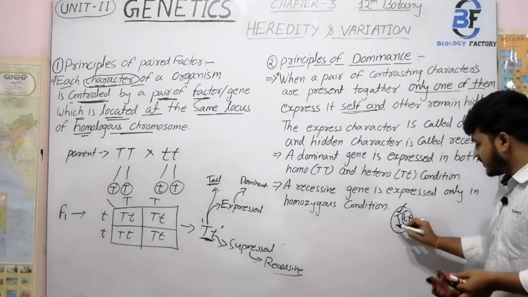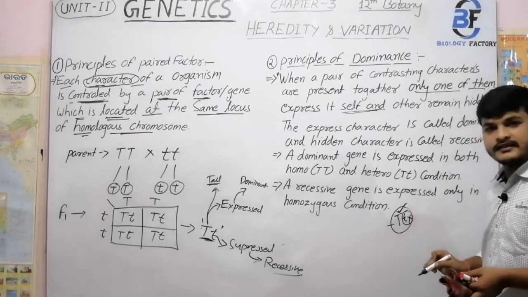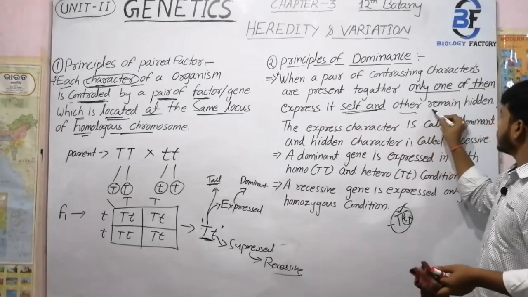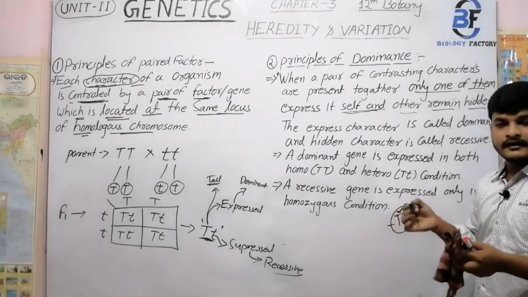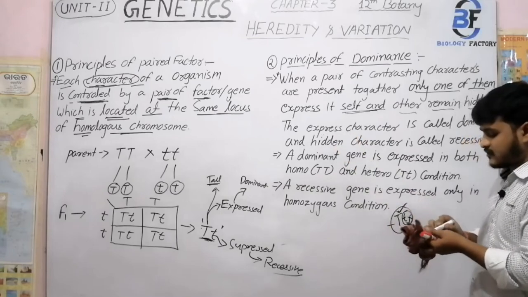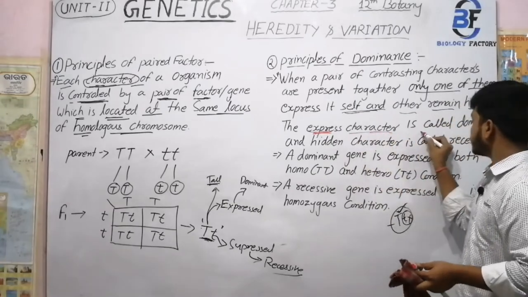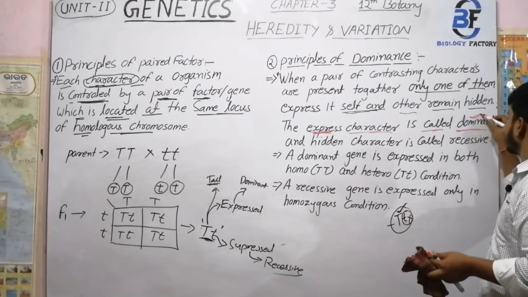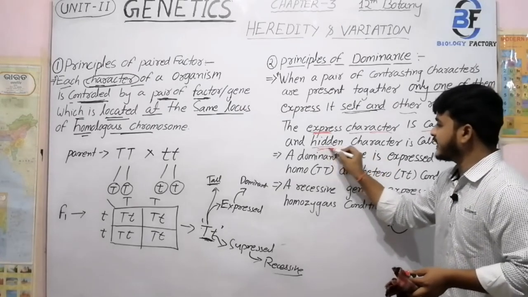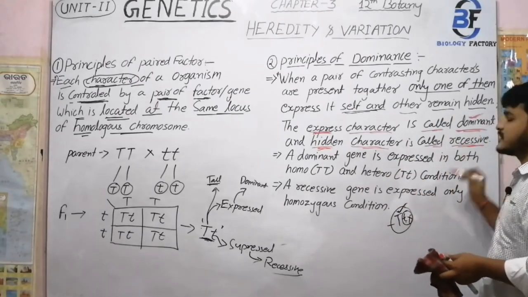If we consider the plant, phenotypically the plant is tall. That means the dwarfness is suppressed here and the tallness is expressed. So only one of them expresses itself, and the other remains hidden. One thing is expressed and the other is suppressed. The character which is expressed is called the dominant. It is important. The character which is expressed is always known as the dominant, and the hidden character, the small t, is called the recessive.